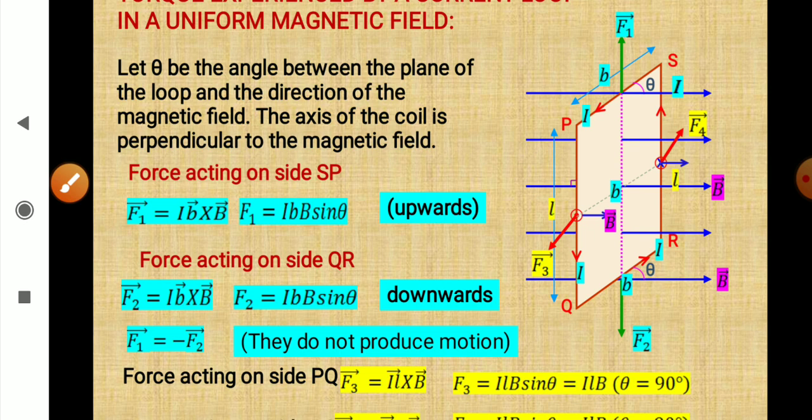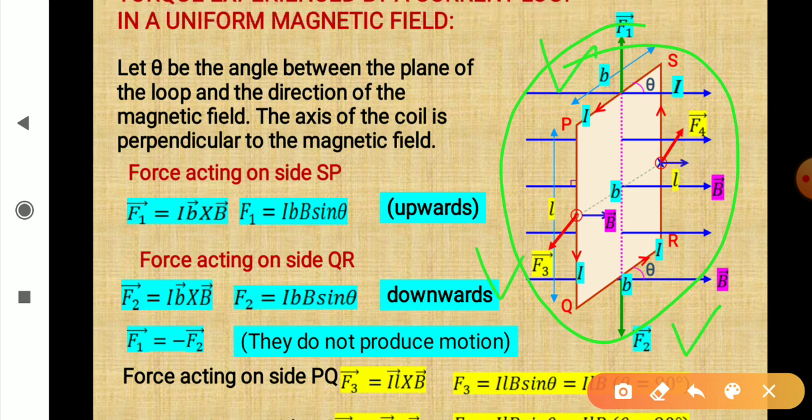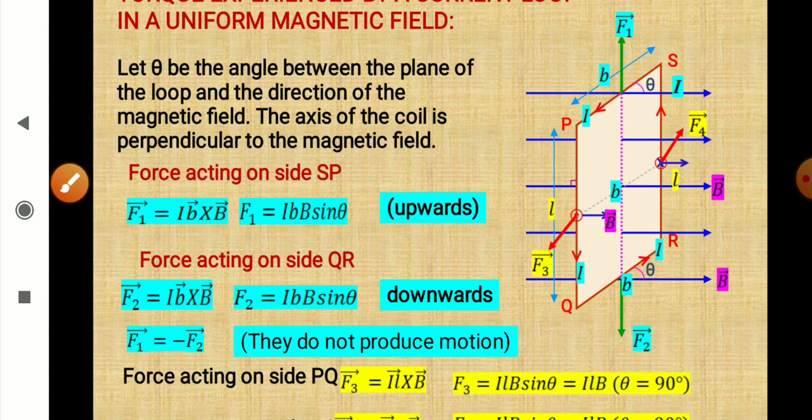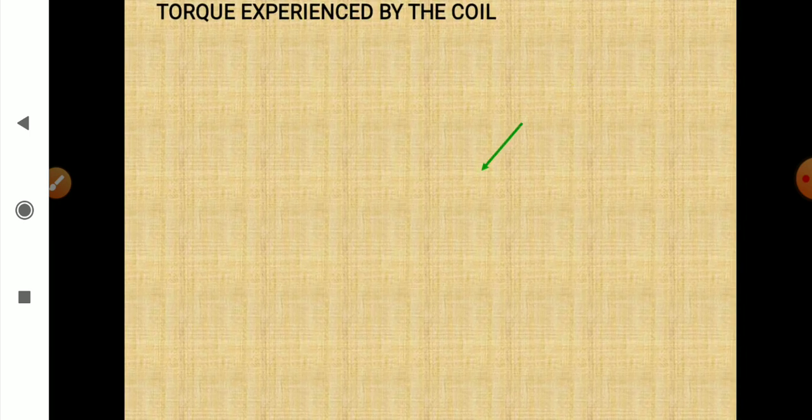So the net force acting on this whole system is 0. Important point to note: F1 is cancelling out F2. F3 and F4 are equal and opposite. So the net force on the system is 0. But this F3 and F4 produce a torque, make a couple, right? And that means they will try to turn the coil. वो coil को turn करने की या मोड़ने की कोशिश करेंगे. So let us try to find out this torque.